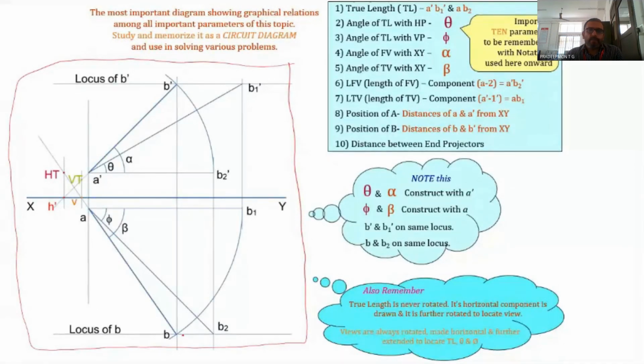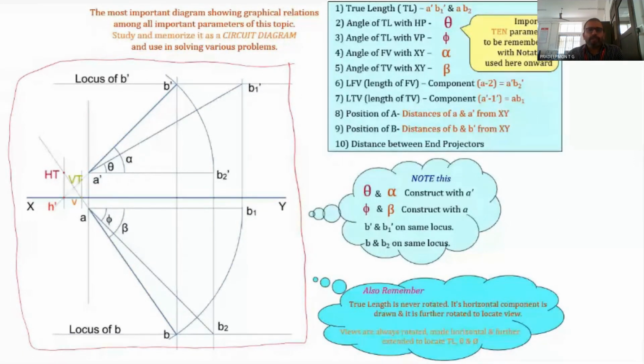And then the position of A, the distance of A from the XY line, and the distance of B from the XY line. So that is B dash as well as B, the length of B dash and B from the XY line, as well as the distance of A dash and A from the XY line, can also be given. Then the distance between any two projectors.